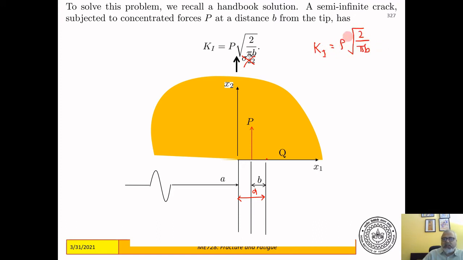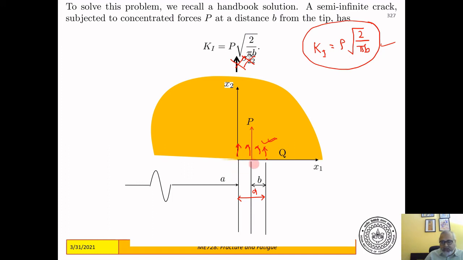This is a solution that we have already seen. So this is K1 for this problem, with no loads applied at the remote boundaries. Now, using this, we will find the solution for the problem where you have a distributed load here.